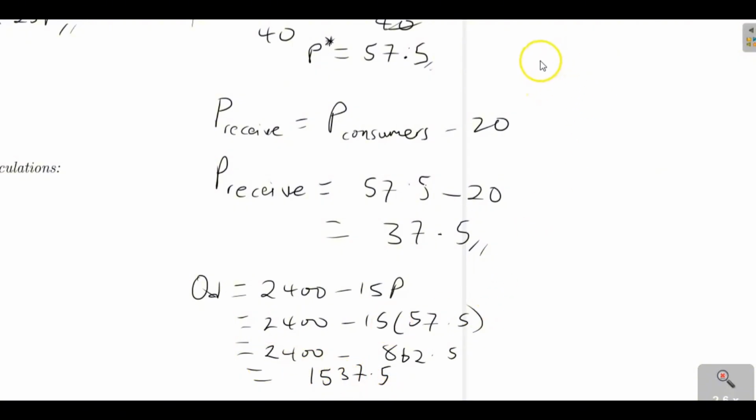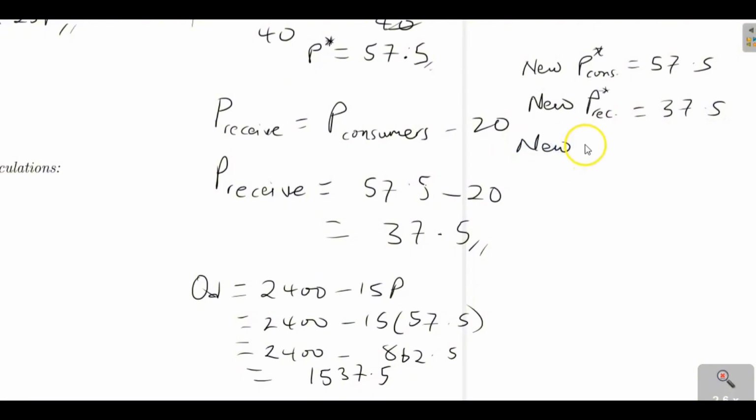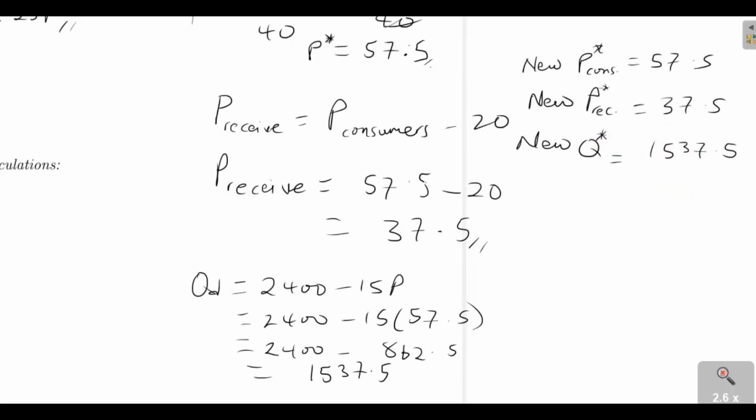So this is it. Let me put the information here. The new equilibrium price paid by the consumers is 57.5. The new equilibrium price received by the producers is 37.5. Then the new equilibrium quantity is 1,537.5.